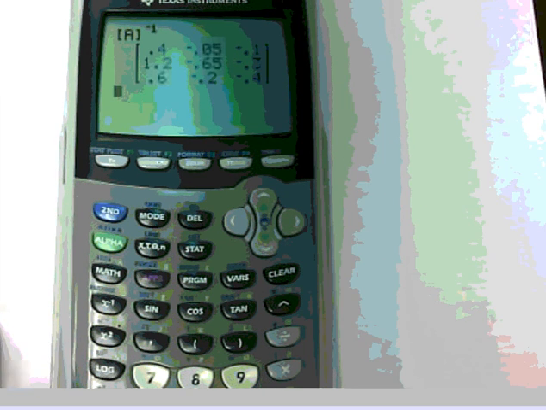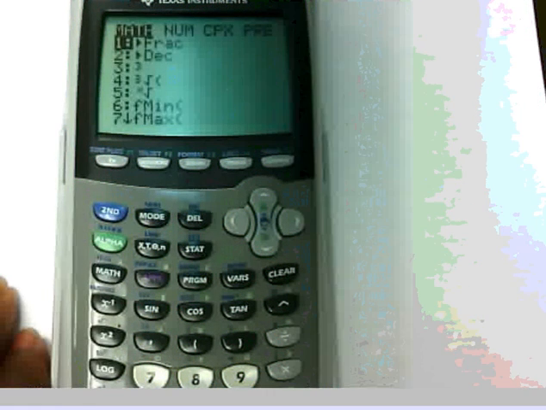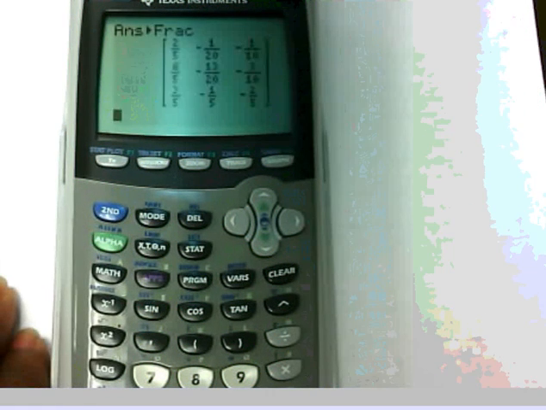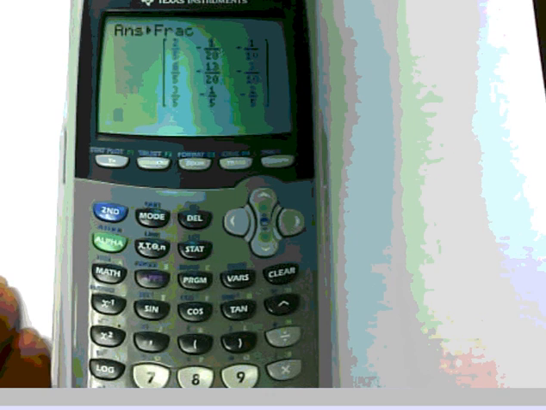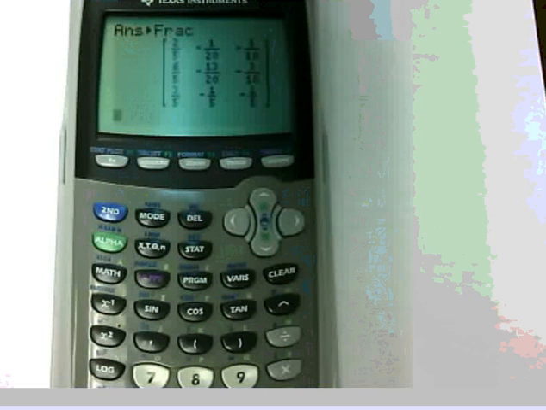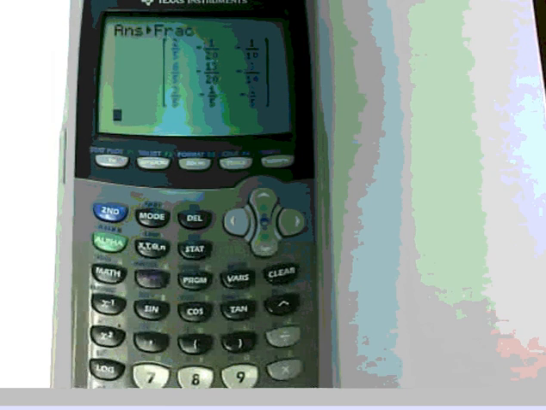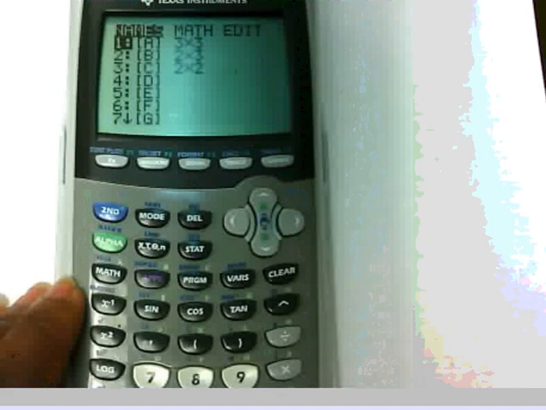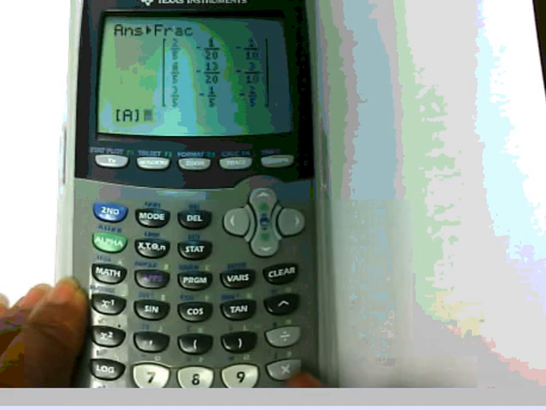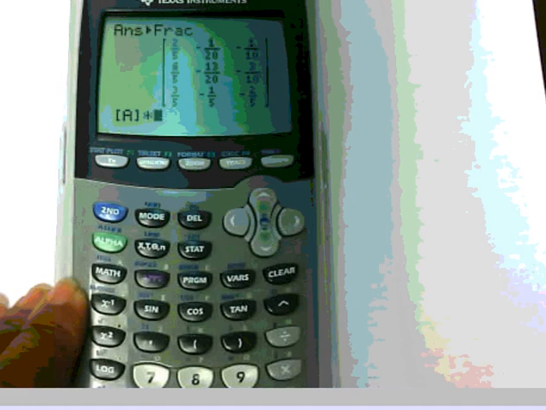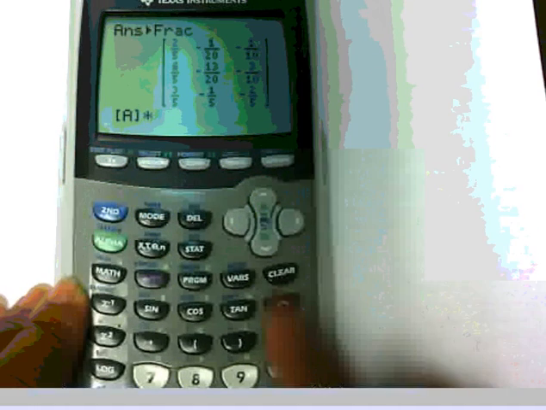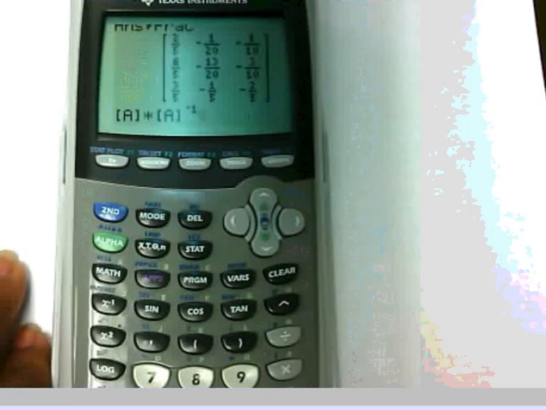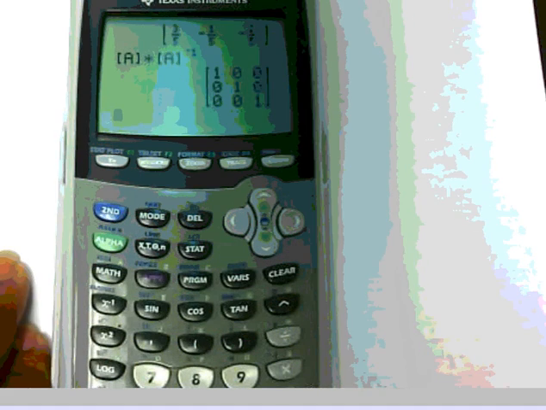If you want it to appear in fraction form, press math, enter, and enter once more. And you can see it written in fractions. It's a little bit neater. The second step was to make sure we verify that these two values were in fact inverses. So now if I go back to second matrix, choose matrix A, and multiply it times what I received as the inverse matrix, or I can just put the matrix A inverse, then I should get the identity matrix. And we can see that that is what happened here.